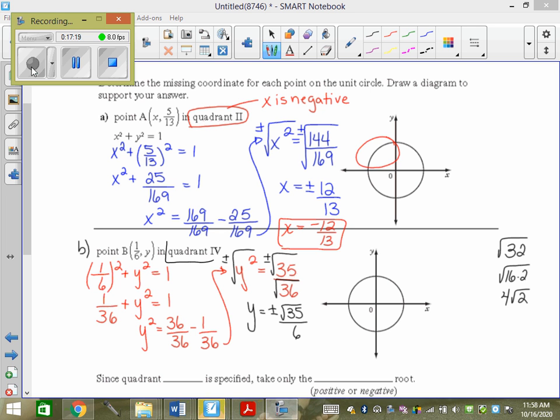Now it's in quadrant 4, and I'm talking about the y. Y's in quadrant 4 are negative y. So y equals negative root 35 over 6.